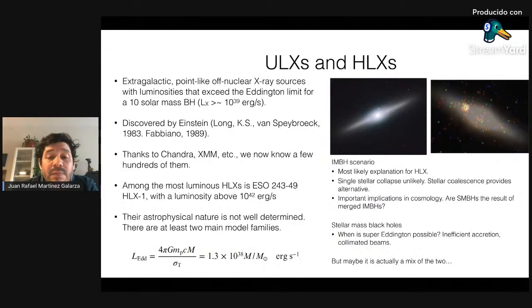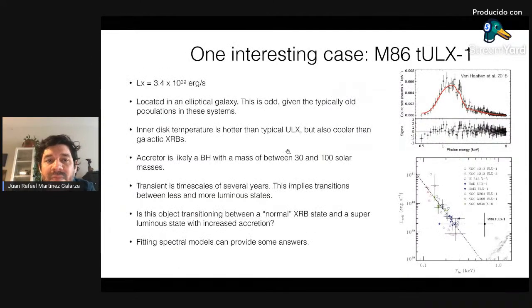But in reality, between these two scenarios, only detailed modeling can tell us what exactly is happening in these very luminous systems. And in most cases, a combination of the two scenarios could provide the best explanation for the properties of these objects. Here's an interesting object from a relatively recent paper.